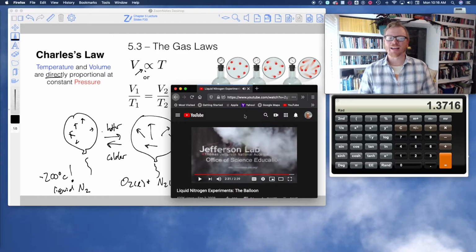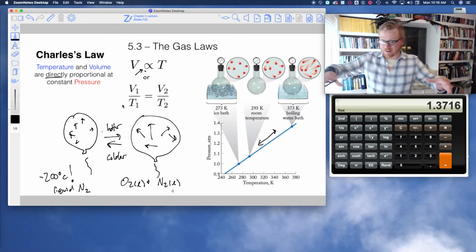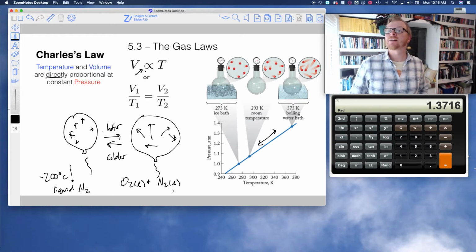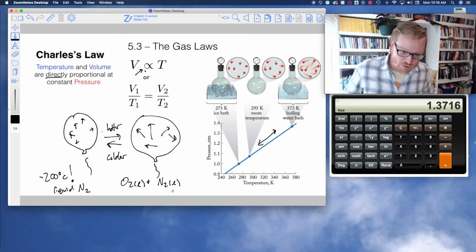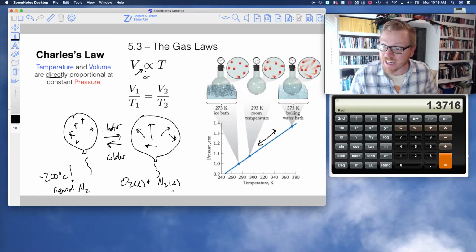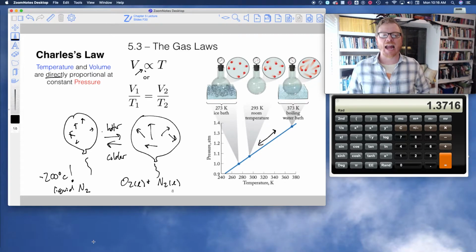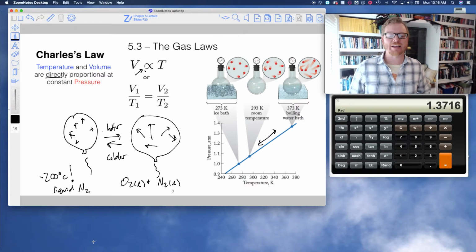Okay, cool stuff. All of the steam that you saw, all of that fog, was not the liquid nitrogen. That was actually water in the atmosphere. The liquid nitrogen is so cold, minus 200 Celsius, that it actually freezes out the water that's in the air. Really fantastic, cool demo of Charles' Law there.